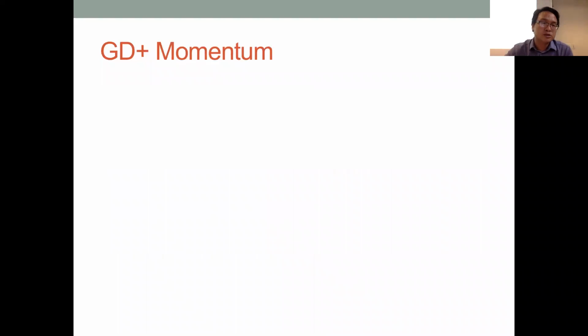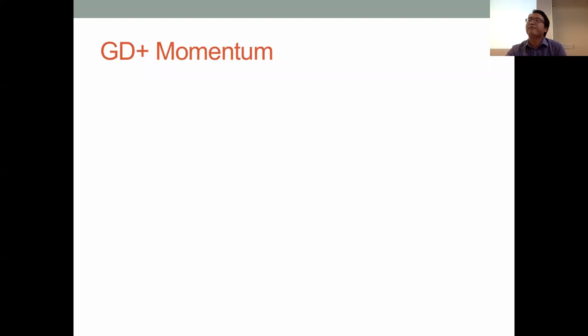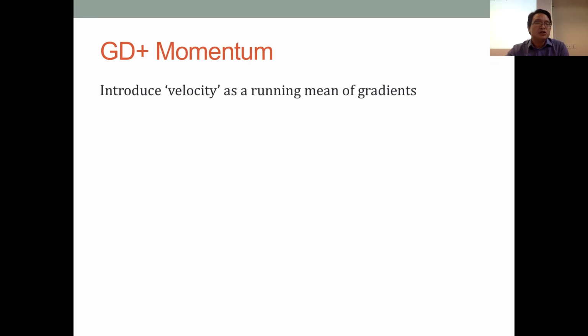So to address all these issues, the standard gradient descent doesn't work very well, and you need to consider some other variants. The very first one we call momentum. Basically, we introduce some velocity as a running mean of the gradients.